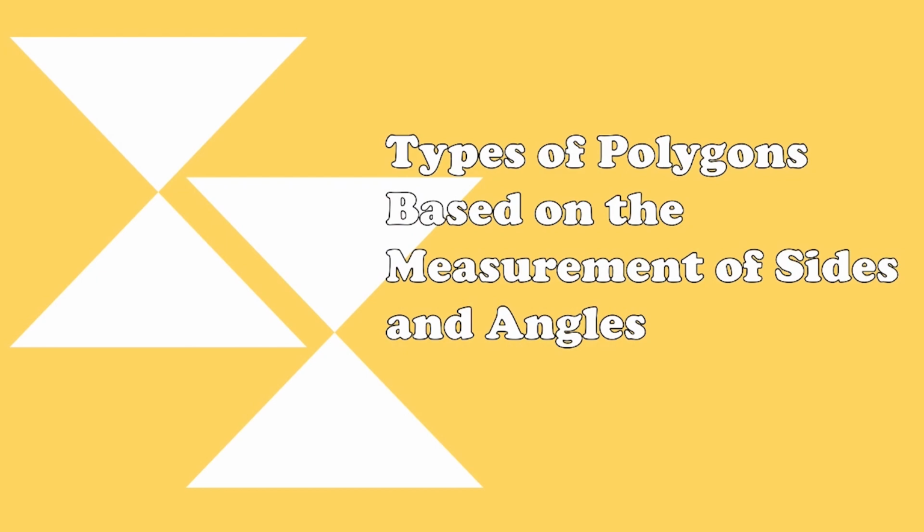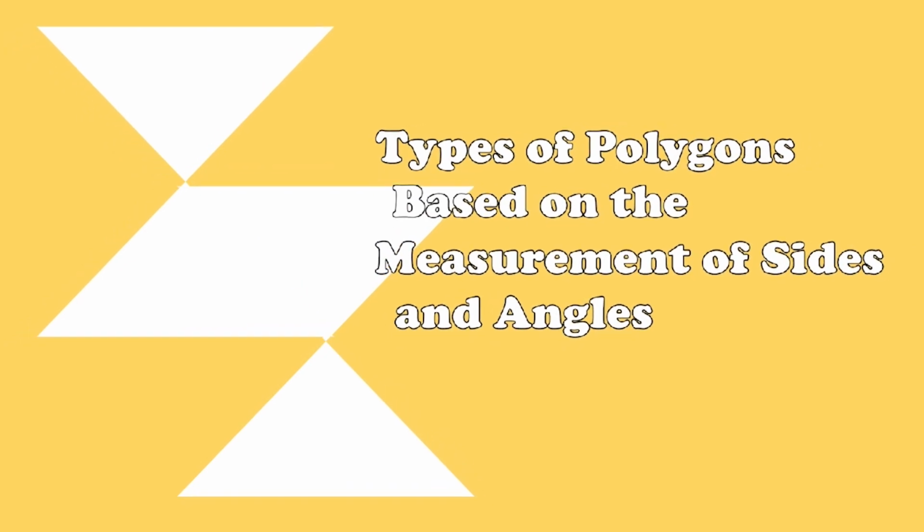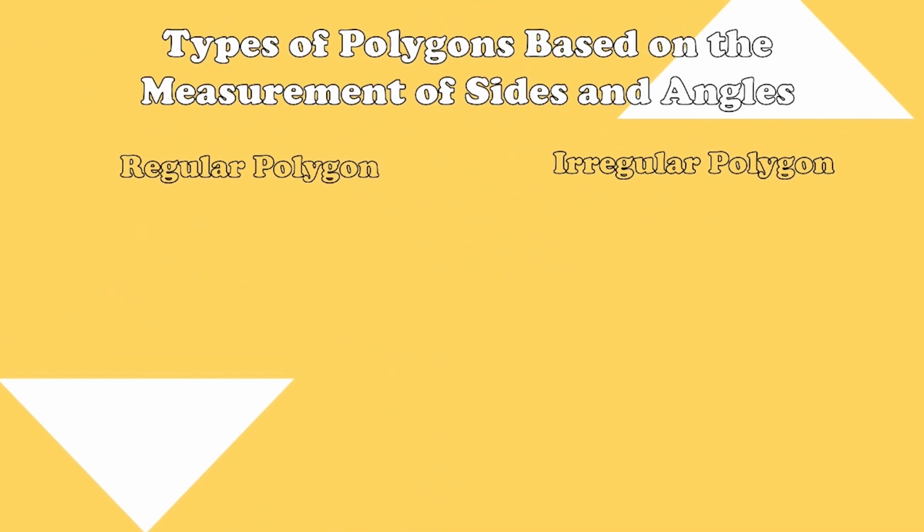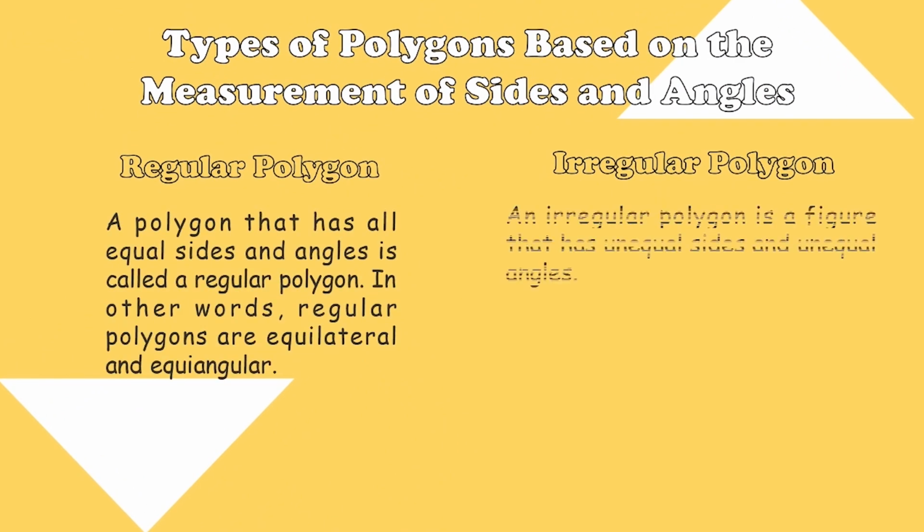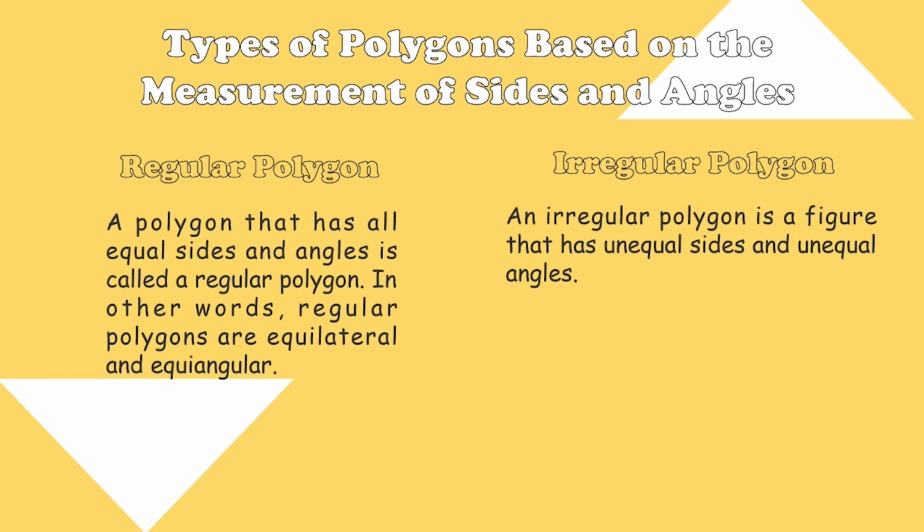So next are the types of polygons based on the measurement of sides and angles. We have here a regular polygon and an irregular polygon. A polygon that has all equal sides, or the same length, and equal angles is called a regular polygon. In other words, regular polygons are equilateral and equiangular polygons. So it means it has the same length of sides and all its angles are congruent.